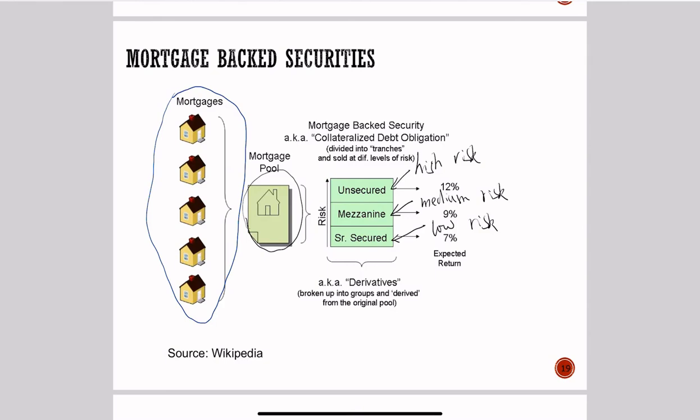And then you can see that if it is unsecured, investors, they demand high returns, right? So you're getting 12% return. And then if it is secured, then investors will demand lower return because its risk is lower. So it's a 7% return.